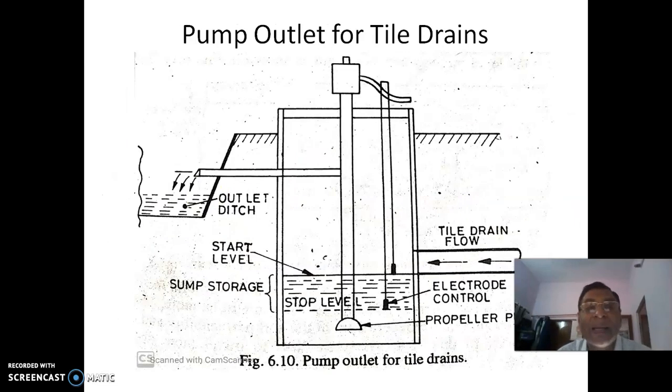Okay, next, here is another: a pump outlet for tile drains. You can see here water is pumped instead of gravity. Of course, a tile drain is arranged and then the water is accumulated in a sump well. This is a starting level, of course. Some storage you are storing into a well, and this is particularly observed in waterlogged areas. The water is pumped and then put into an outlet ditch here, and then it will go by surface drain. In this pump outlet for a tile drain, you can see this is a pervious tile drain, and water is coming in, stored here, and then pumped up to a drain. So these are the various mechanisms.